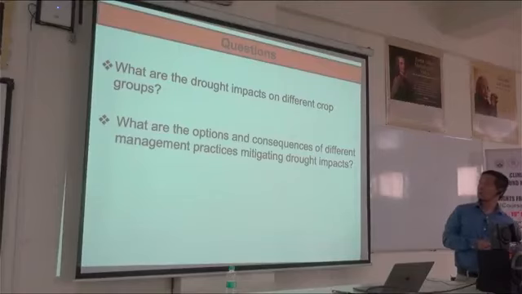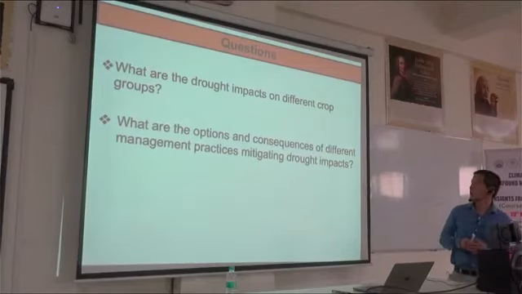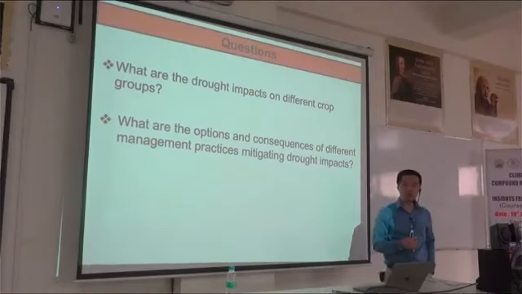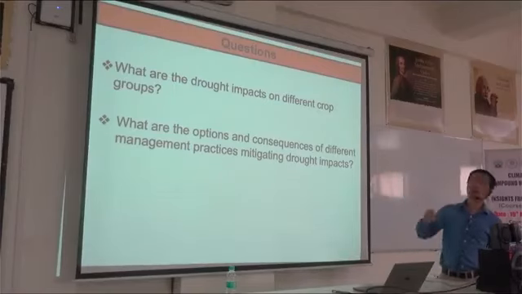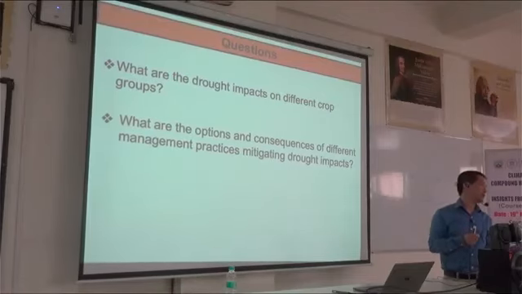For this talk, I'm trying to answer two simple questions. One is how drought impacts different food groups, and also what management practices we can use to minimize the drought impact. When I talk about different crop groups, I'm really referring to the FAO classifications.